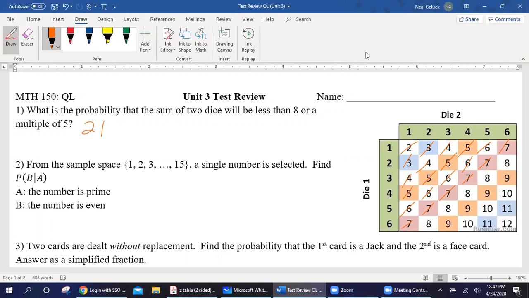Or a multiple of 5. Okay, so now I'm going to count the multiples of 5. How many times that comes up? So that would be either 5 or 10. So that happens 1, 2, 3, 4, 5, 6, 7 ways.